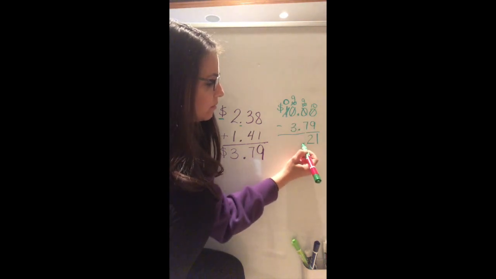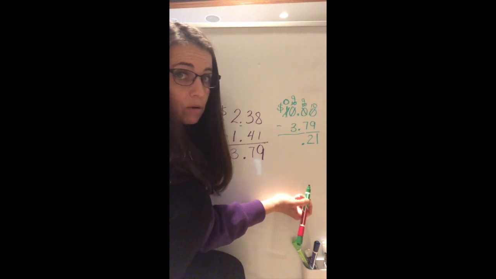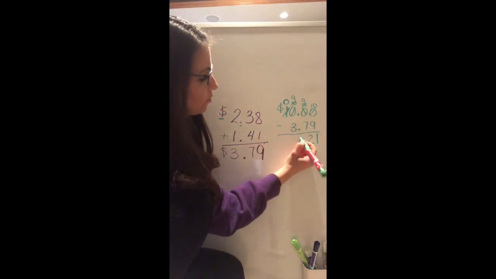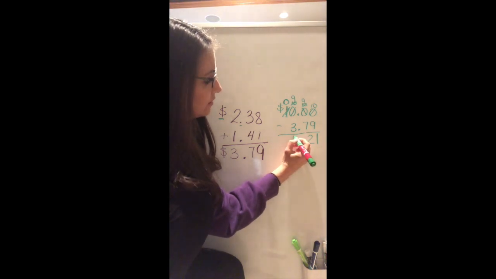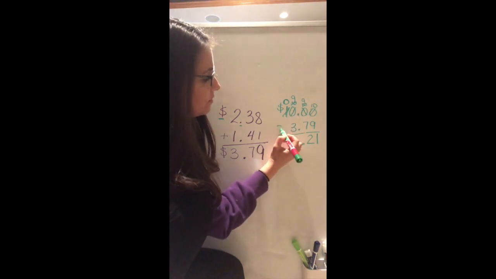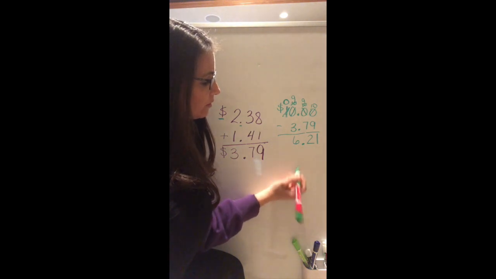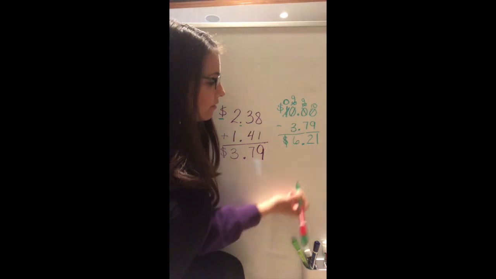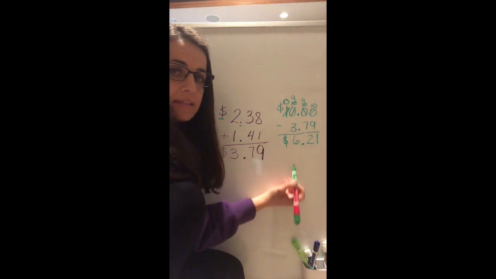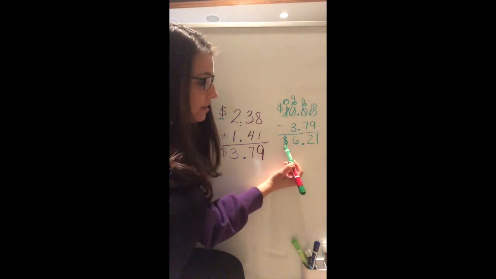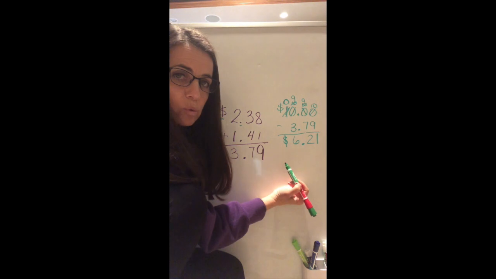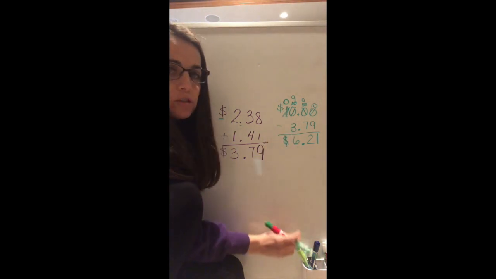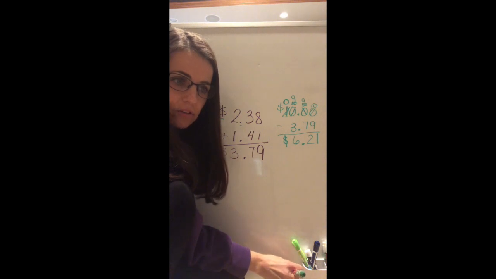Bring down those decimal points. Those placeholders, because we need our placeholders, don't forget. 9 minus 3 equals 6. And 0 minus 0 is 0. So I don't have to write anything there, but I do have to bring down my dollar sign. And I still need to earn $6.21 in order to go buy my toy for $10.